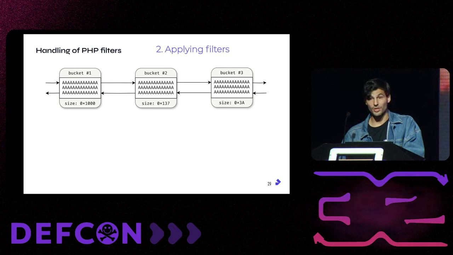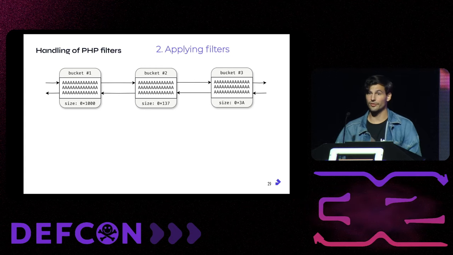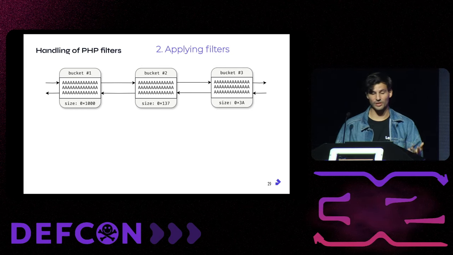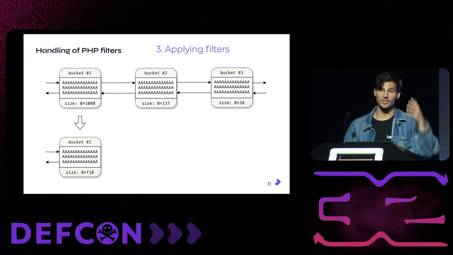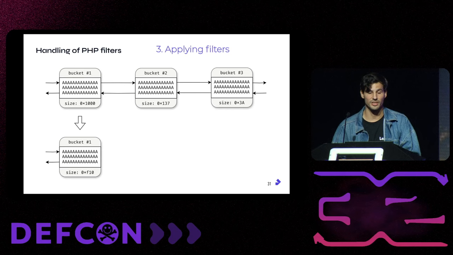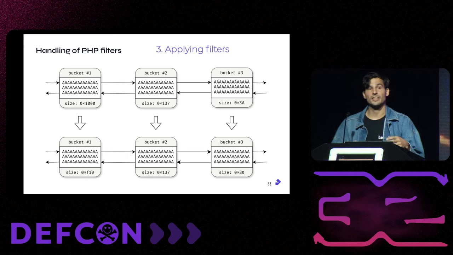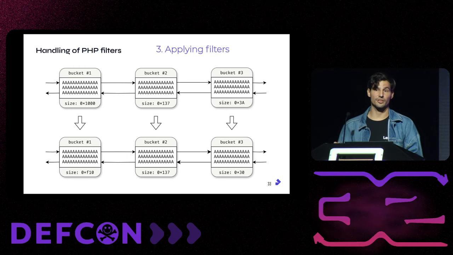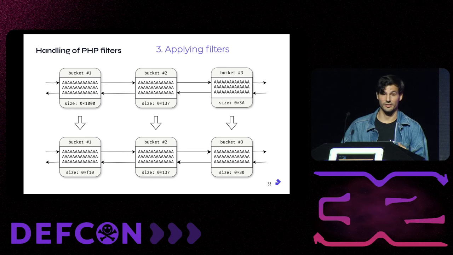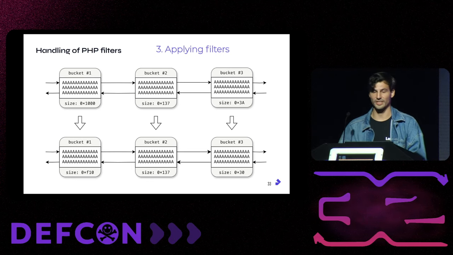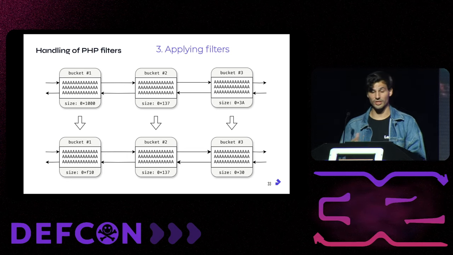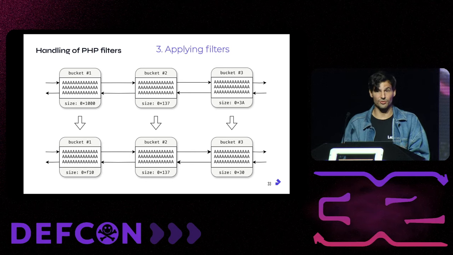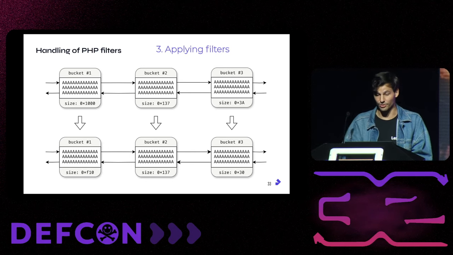Once you have your stream, you can start applying filters onto it. So you take the first filter, and you take the first bucket, and you apply the filter onto it. For instance, if it's base64 decode, PHP will take the first bucket and decode the data that is in it. Then it will process bucket 2, and then bucket 3. And at the end, you get a new bucket brigade on which the first filter has been applied. So what you can do is start working on the second filter, then on the third one, et cetera, up until the end. And now you have a stream that has been completely processed with filters, and your PHP filter string has been completely, perfectly handled.